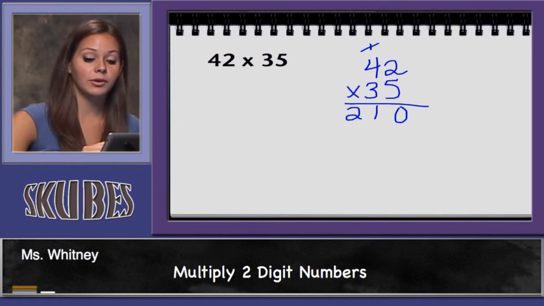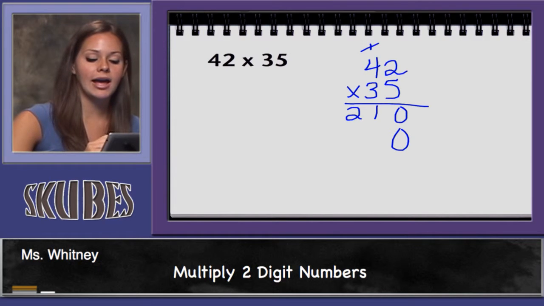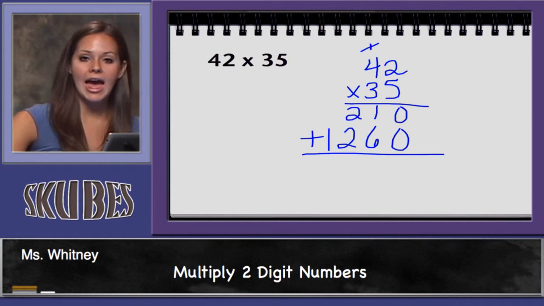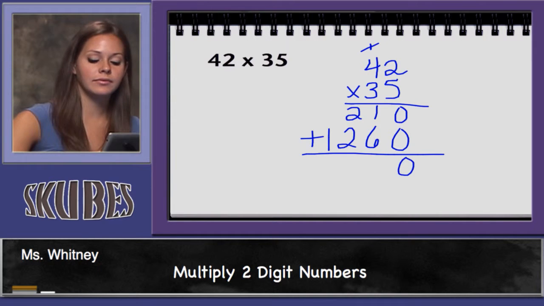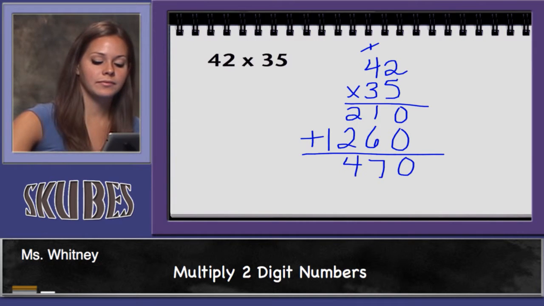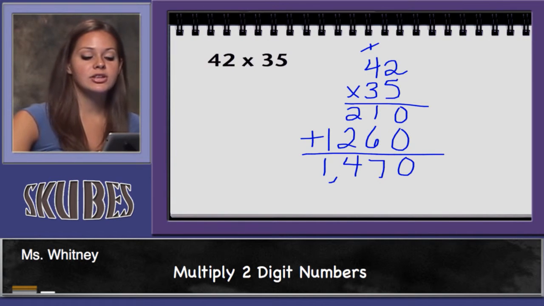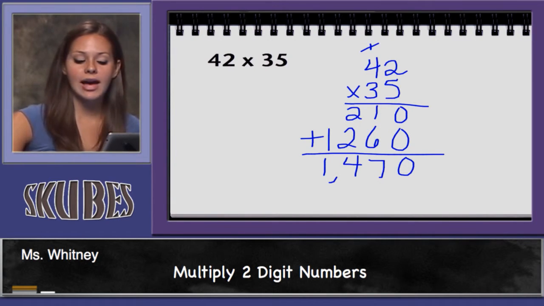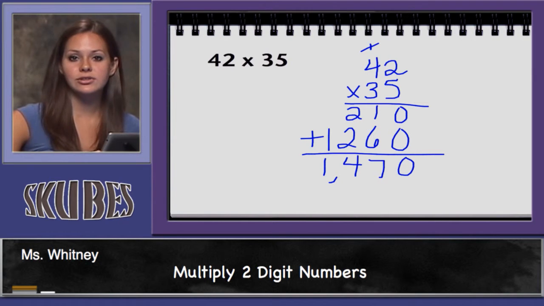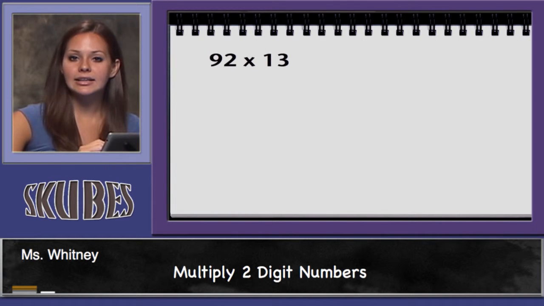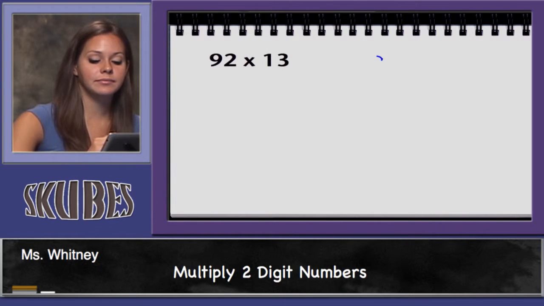Now I'll carry my 0, and then I'll multiply 3 times 2, which is 6, 3 times 4, which is 12. I'll add it together to get 1,470. So 42 times 35 is 1,470. Let's look at 92 times 13.